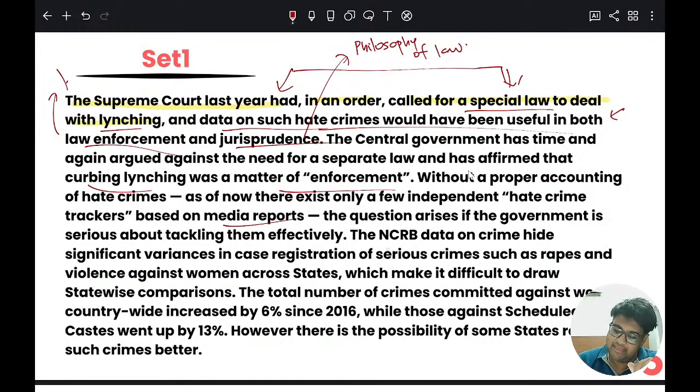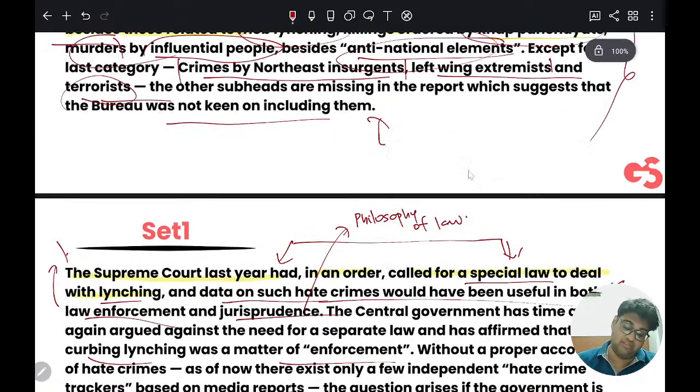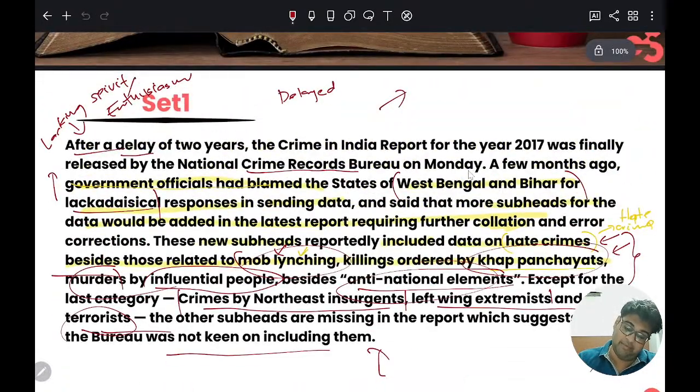Okay, fine. The NCRB data on crime hides significant variances in case registrations of serious crimes such as rapes and violence against women across states, which make it difficult to draw statewide comparison. The total number of crimes committed against women countrywide increased by 6% since 2016, while those against scheduled castes went up by 13%. However, there is a possibility that some states report crime better. So what is NCRB, right? National Crime Records Bureau.